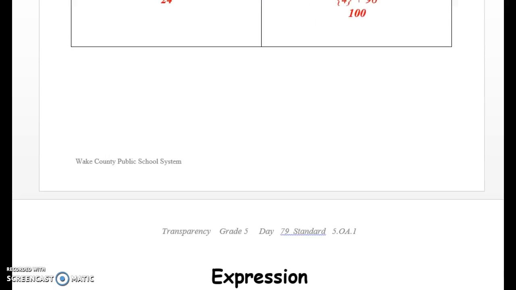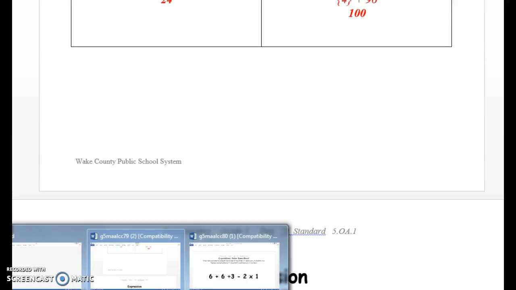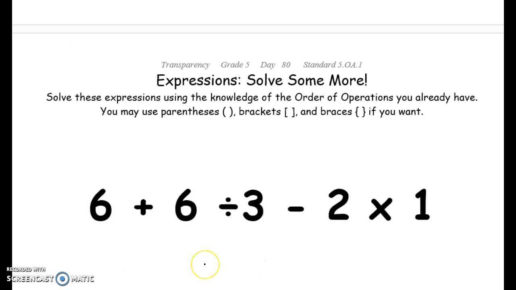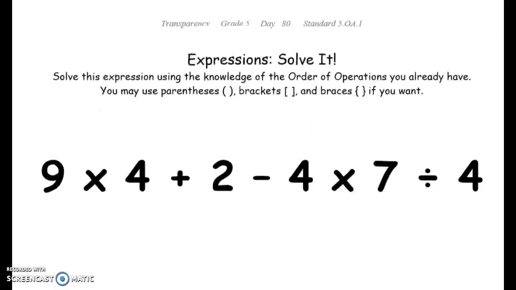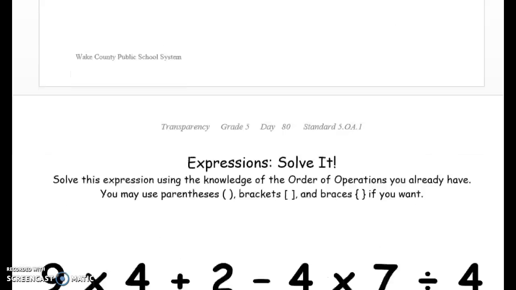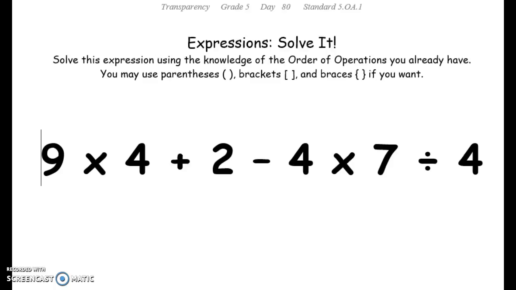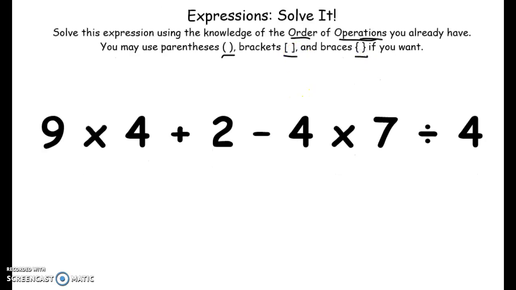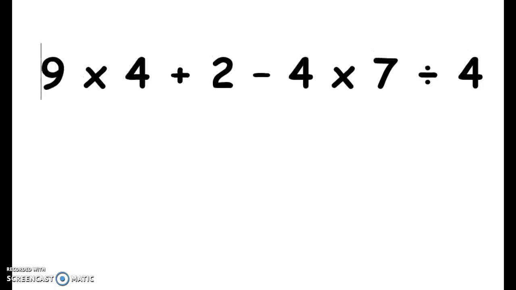Alright, now I'm going to switch to today's lesson, which is going to be day 80. But I don't want you to do all of day 80. I'm going to start off with this one right here. And it says, solve the expression using the knowledge of order of operations. And you may use parentheses, brackets, and braces if you want. Now, you don't have to. So let's go ahead and look at how we would solve this.